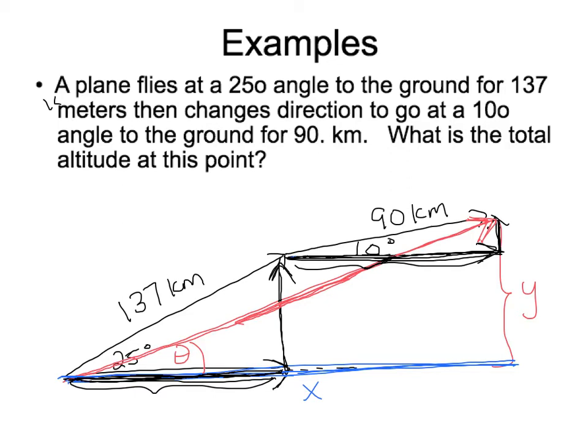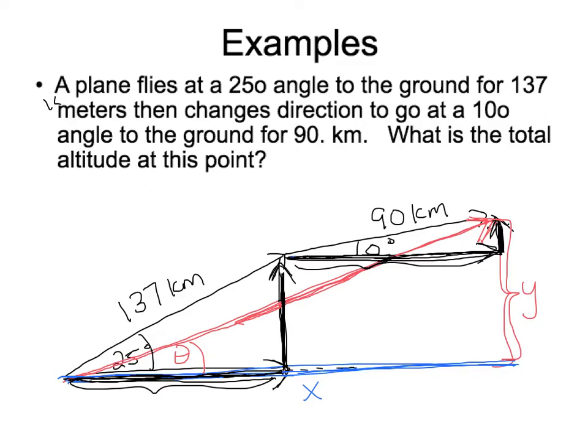As far as the y's go, I will find this and this, and if I add those, it will be the total y, the altitude. And mathematically to do this, I'm going to find the sine of 25 times 137. In the same sense over here, this will be the sine of 10 times 90. And when I get those, I'll add them up, and that will be my total y.